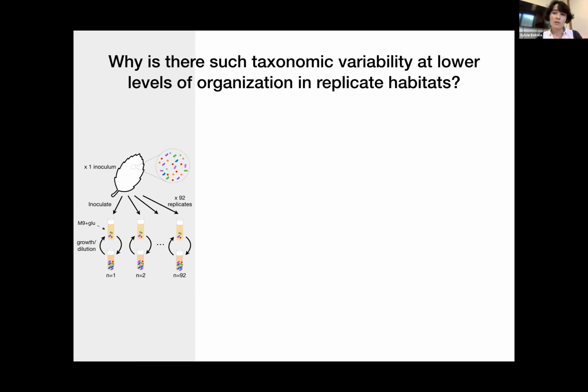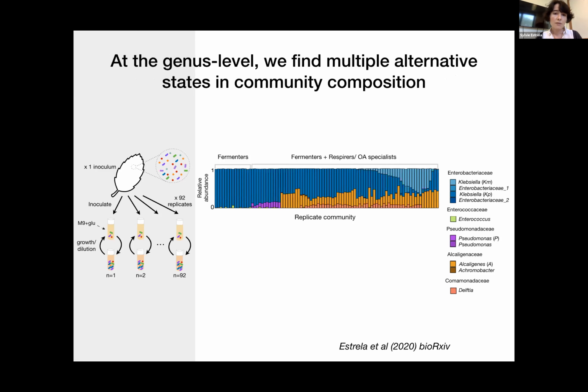So to address this question, I started a new experiment, but this time with 92 replicate communities, all started from the same inoculum. And then I propagated them in the same growth conditions as before for 18 transfers. After 18 transfers, what we find is that most communities assembled into the metabolic structure I just described, consisting of fermenters and organic acid specialists.